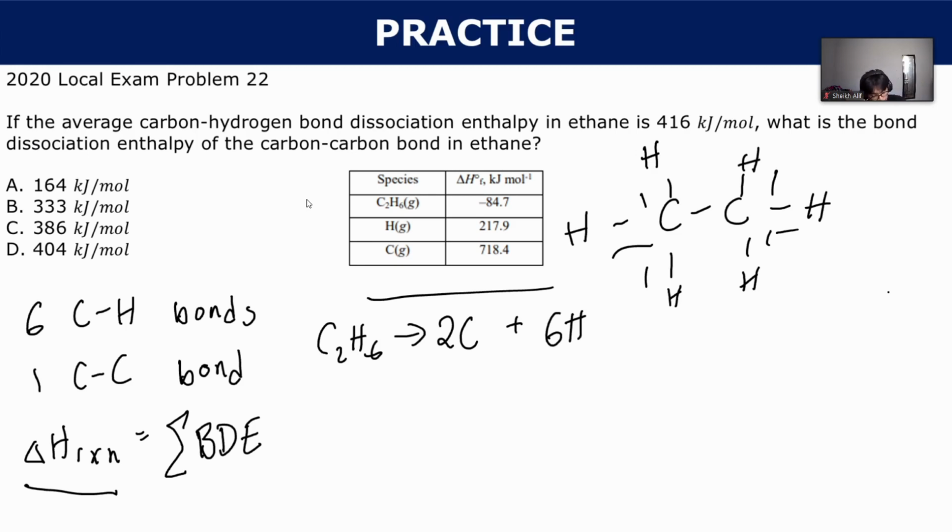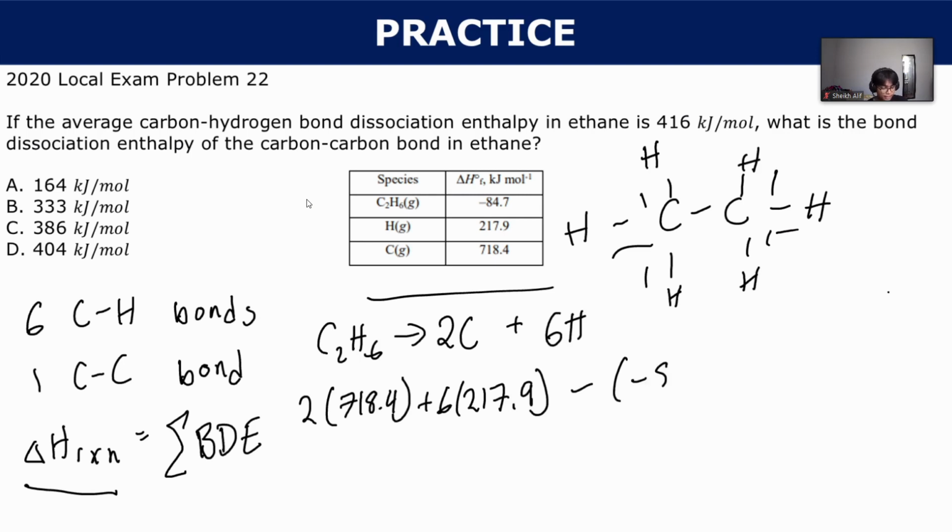So the products are going to be 2 times the value for carbon, which is 718.4, plus 6 times the value for hydrogen, which is 217.9, and then that's going to be minus the reactant, which is minus 84.7. Once you solve for all of these, you're going to get 2,828.9 kilojoules per mole. So we know the sum of our bond dissociation energies is going to equal this amount.